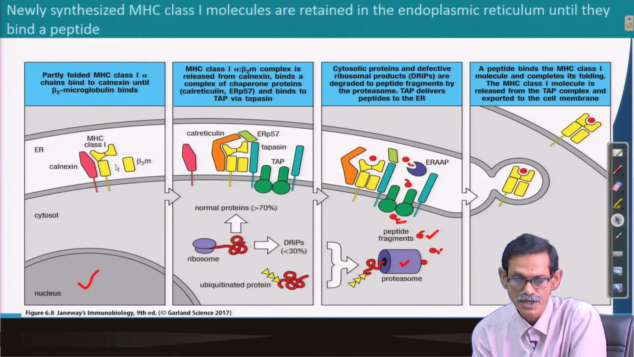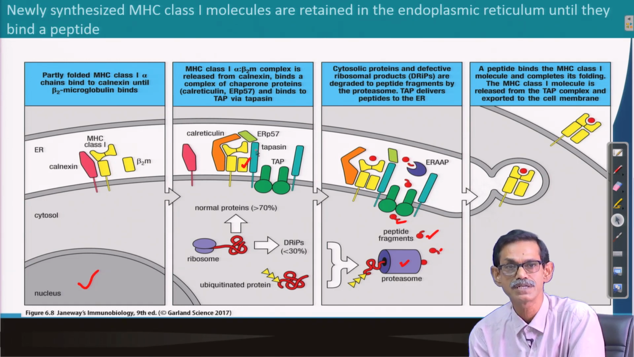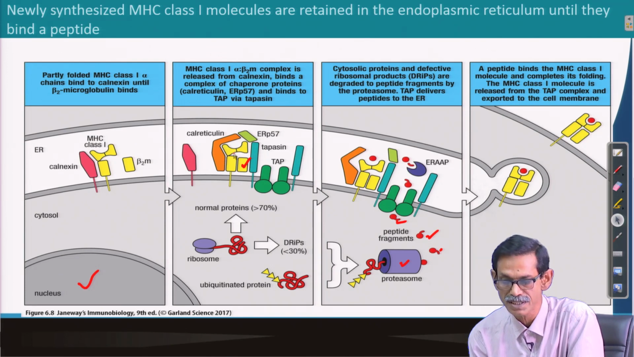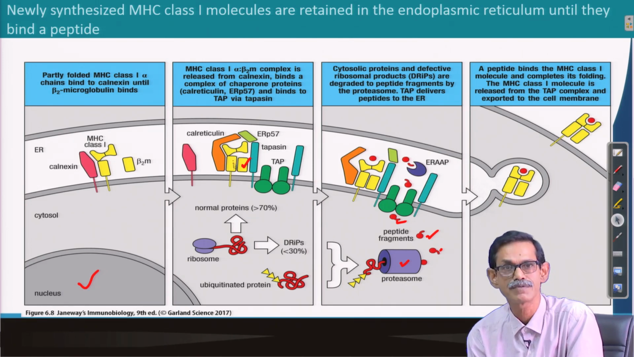So, it helps. After that, what happened? There are many other chaperones like ERP57 and calreticulin. All of them cover it, so that MHC class 1, even when beta microglobulin is attached to it, is not stable anymore. You see that there is a gap, it is just a cartoon to explain that it is not complete. Complete will look like this, very compact.